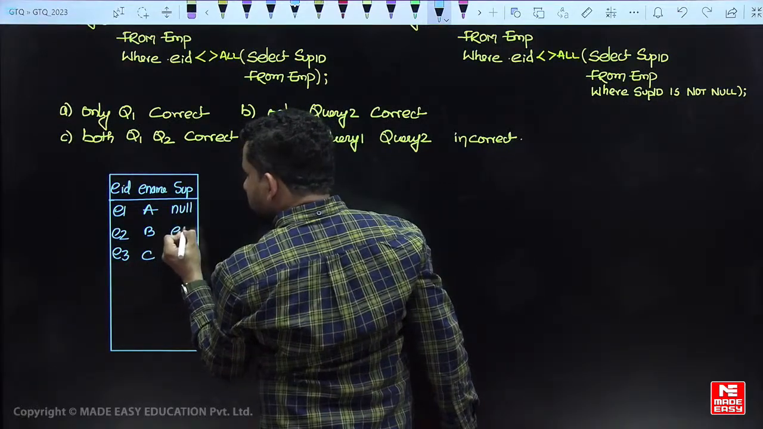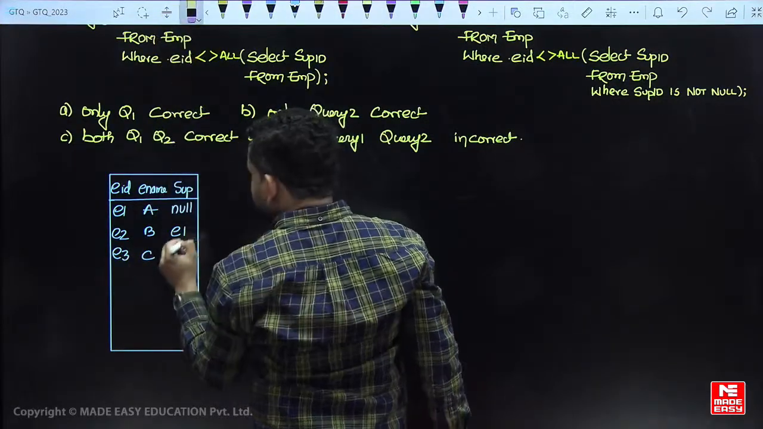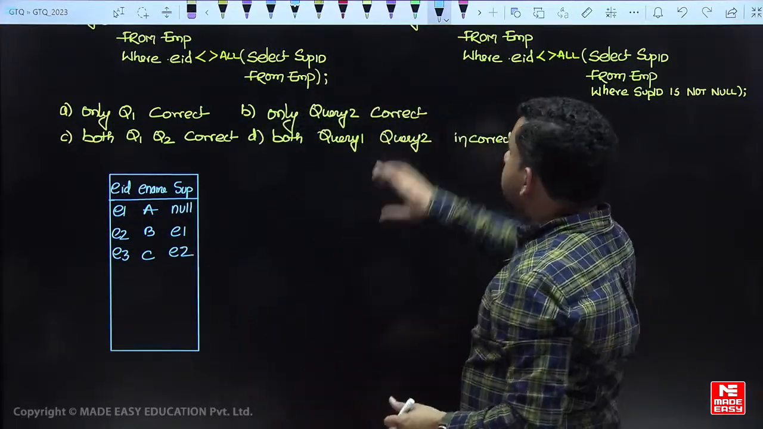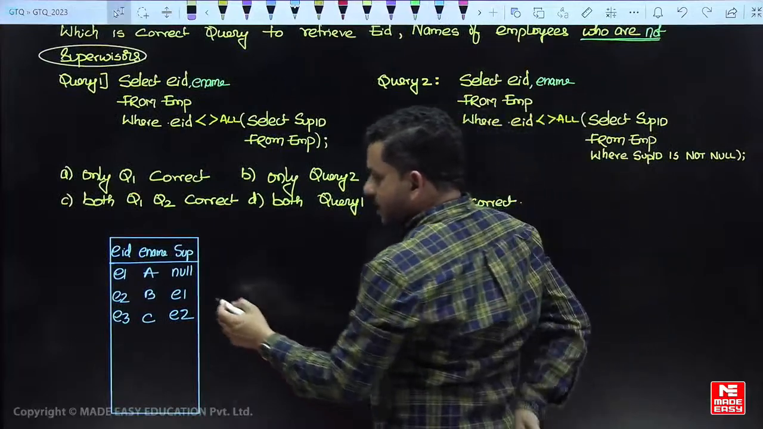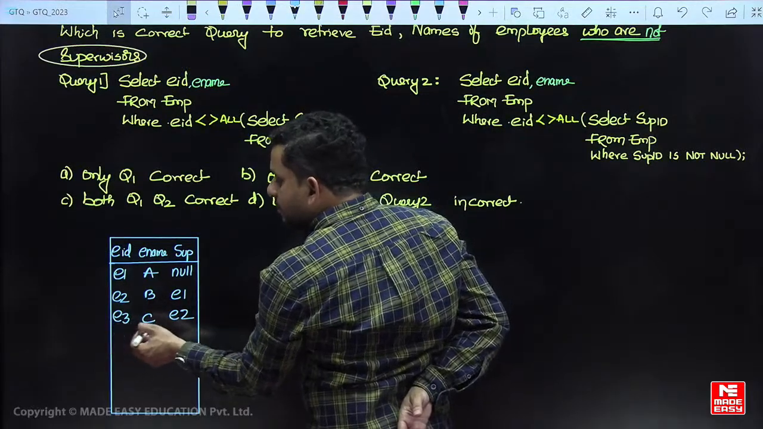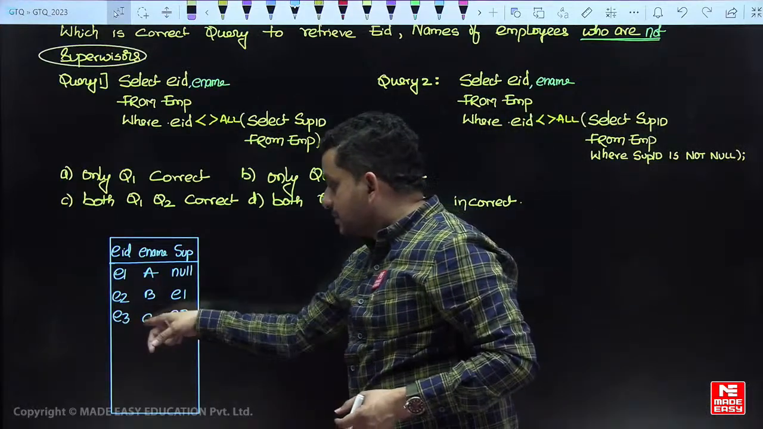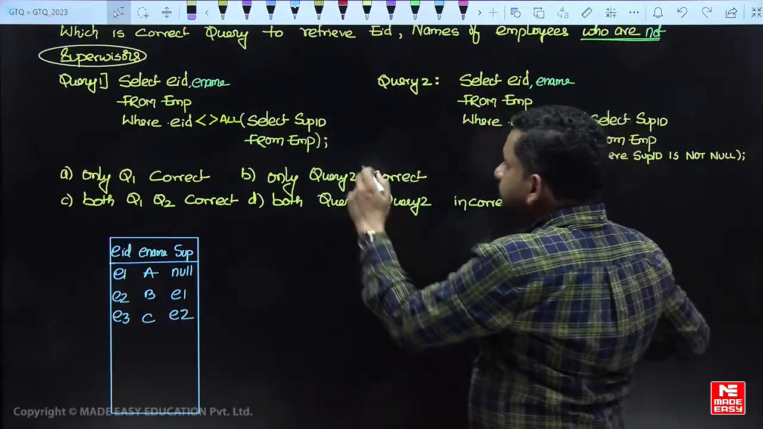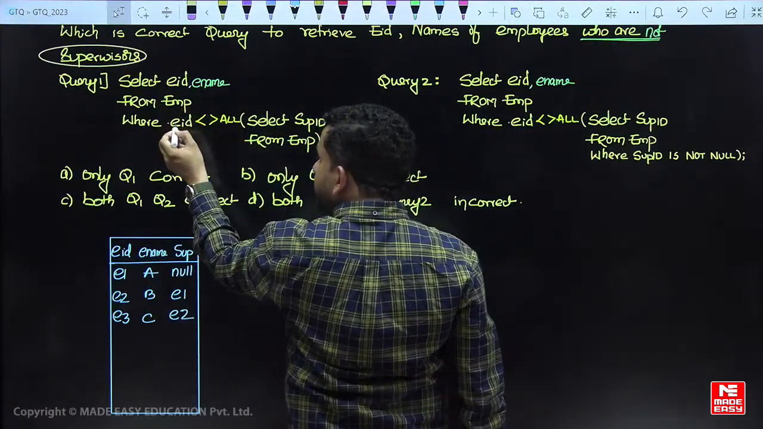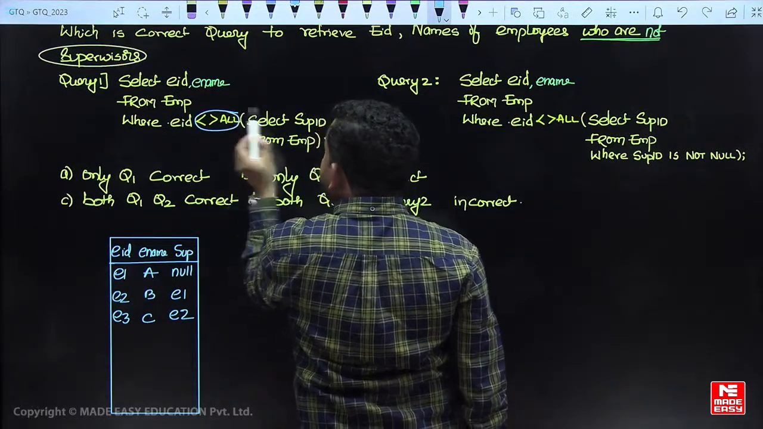Let's say E1 is the supervisor for E2, and E2 is the supervisor for E3. Like this, a simple database is given. Now he is asking for employees who are not supervisors. E1 and E2 are supervisors, E3 is not a supervisor, so he needs the name of E3, which is C. So what is our requirement? We are retrieving employees whose employee ID is not equal to every supervisor.